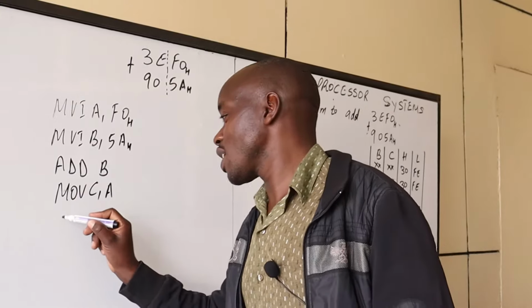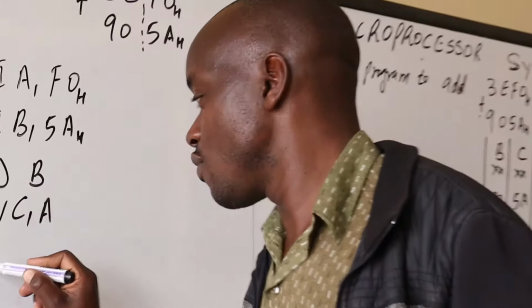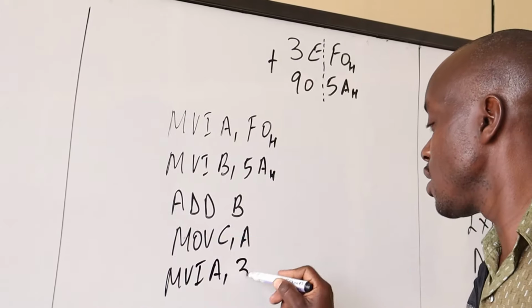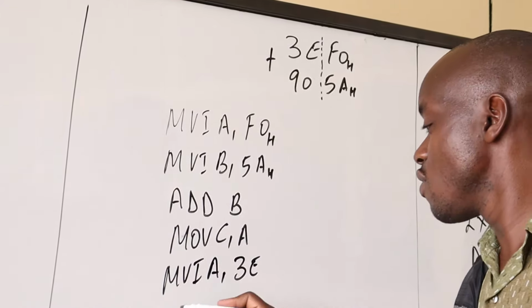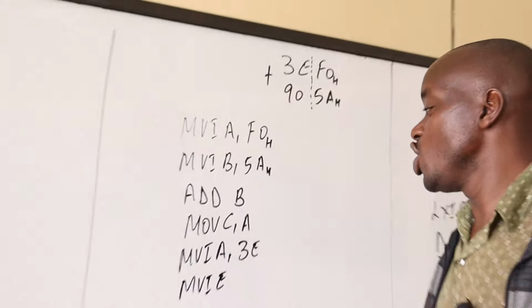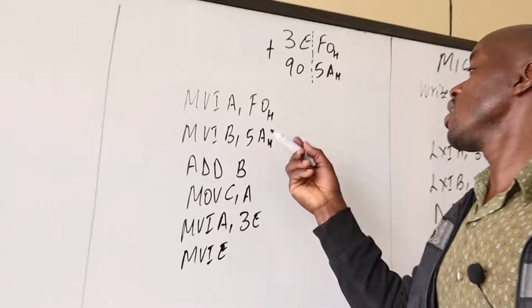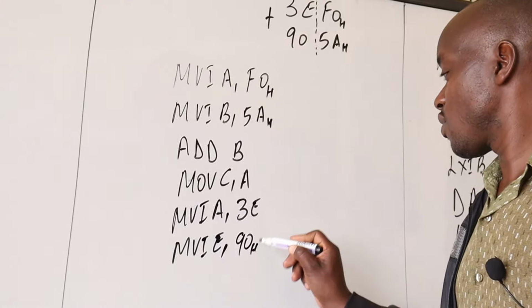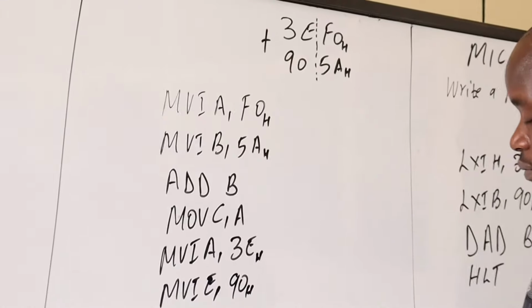So we come here and then we say move immediate, register A, 3E, then move immediate, register maybe E now. I can use D or any. I can even use again B, E90. So the data is in H, in hexadecimal.